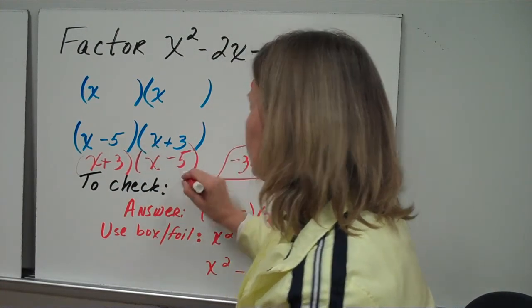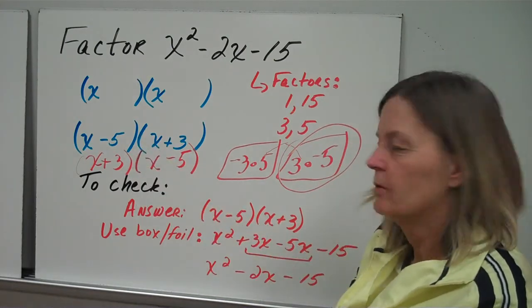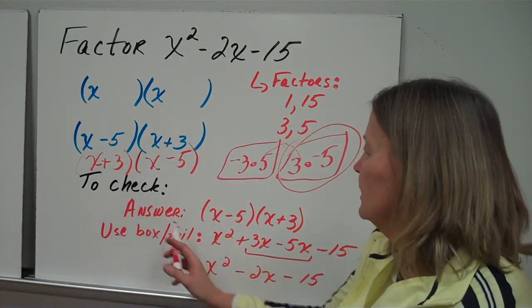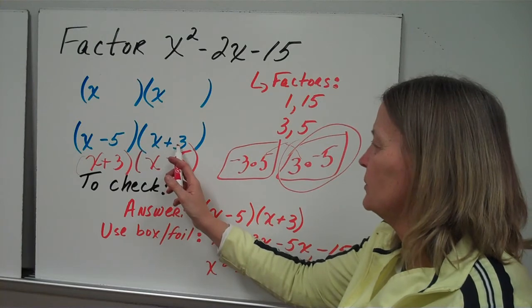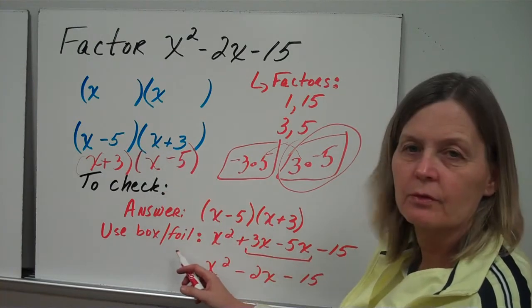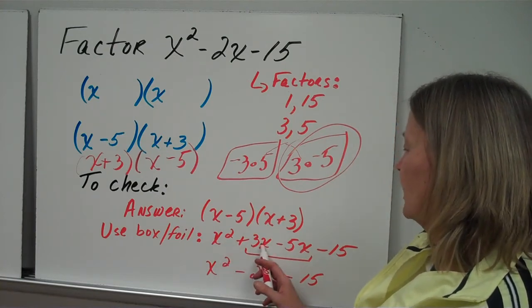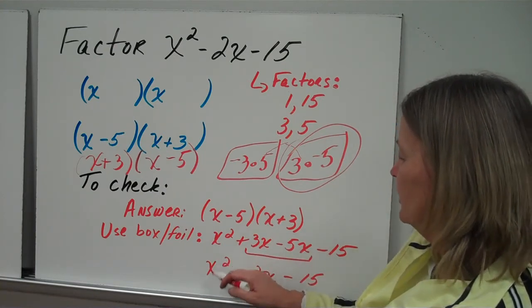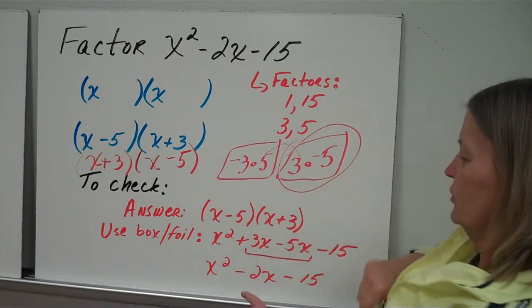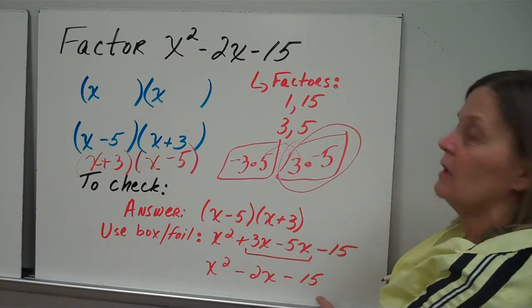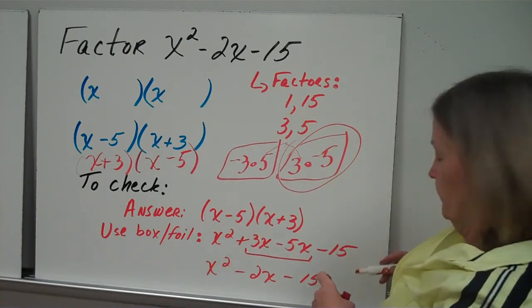Because multiplication is commutative. Again, to check, take your answer of x minus 5 times x plus 3, use your box or FOIL method, and when you do that, work it through, first, outers, inners, last, and you can see that with that method you get x squared minus 2x minus 15, which is again your original problem.